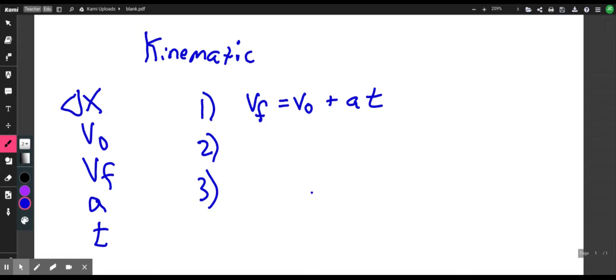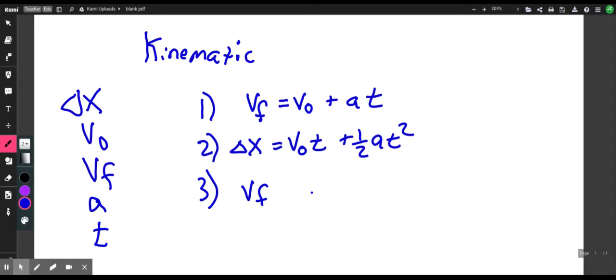To do two-dimensional motion, we have to do some modifications and include the equations for both the x and y direction. The second kinematic equation is displacement is equal to the initial velocity times time plus 1/2 the acceleration times the time squared. The third equation is that the final velocity squared is equal to the initial velocity squared plus 2 times the acceleration times the displacement.